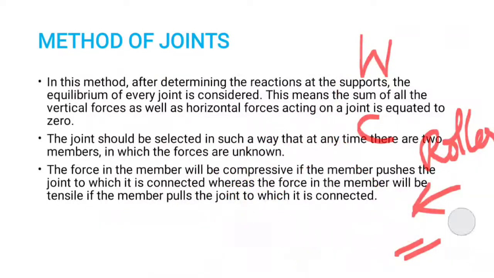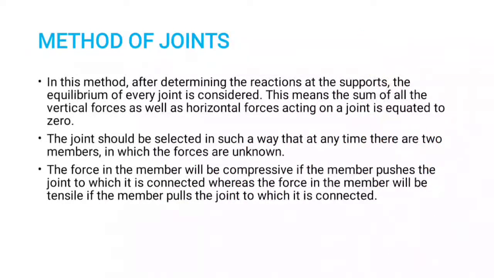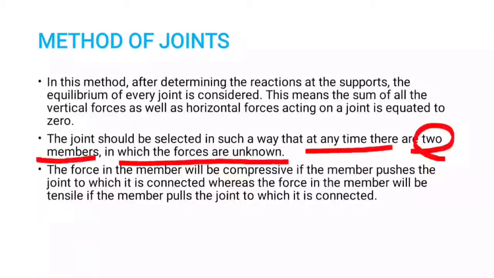Next, moving to the second point, the joint should be selected in such a way that at any time there are two members in which the forces are unknown. మనం ఎప్పుడైనా ఒక జాయింట్ని సెలెక్ట్ చేసుకోవాలంటే ఆ జాయింట్కి సంబంధించి టూ మెంబర్స్లో మాత్రమే ఫోర్సెస్ అన్నోన్గా ఉండాలి.